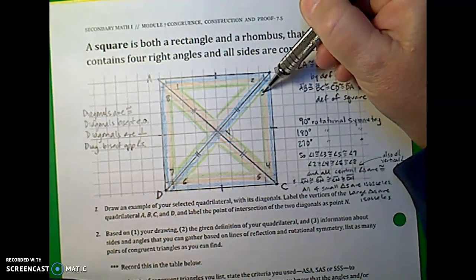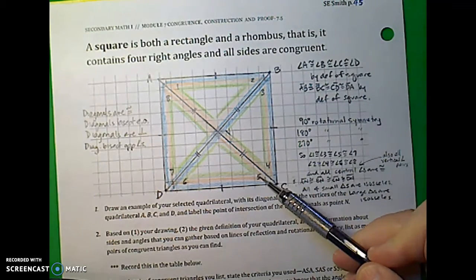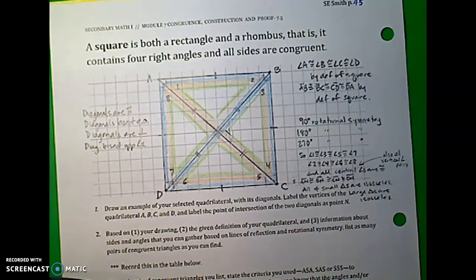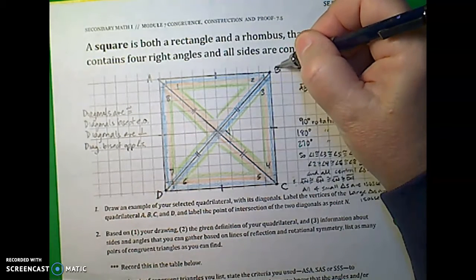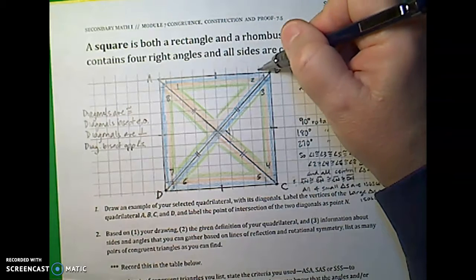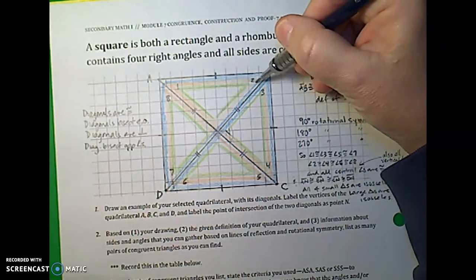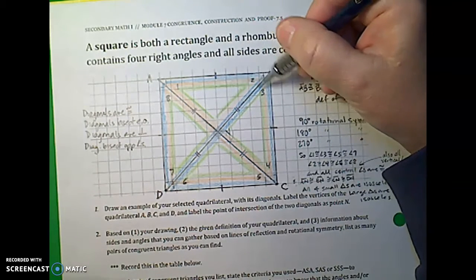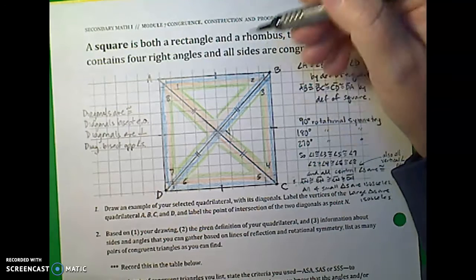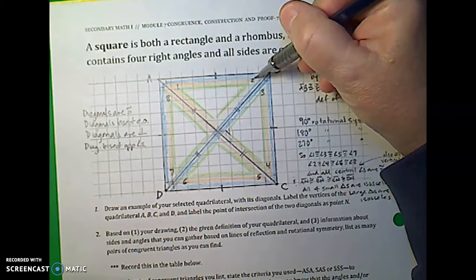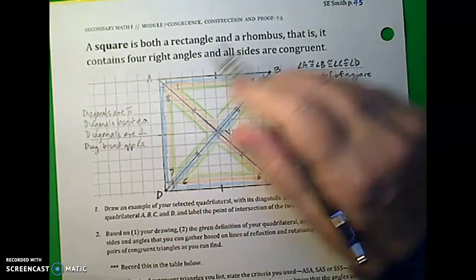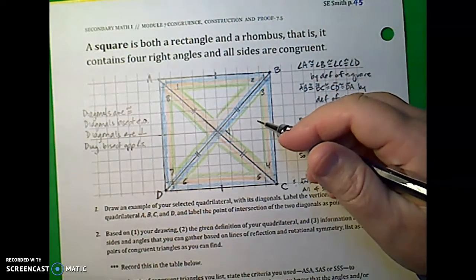That would tell us that angle 2 and 3 are congruent, angle 4 and 5 are congruent, 6 and 7 are congruent, and 8 and 1 are congruent. In fact, if all these corners are 90 degrees, angle B is 90 degrees. If 2 and 3 are exactly the same angle measure, then 90 degrees divided in half is 45 degrees. So angle 2 is 45 degrees, angle 3 is 45 degrees. 4, 5, 6, 7, they're all 45 degrees.